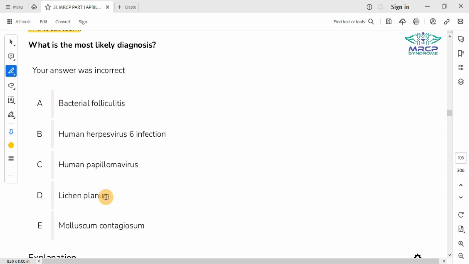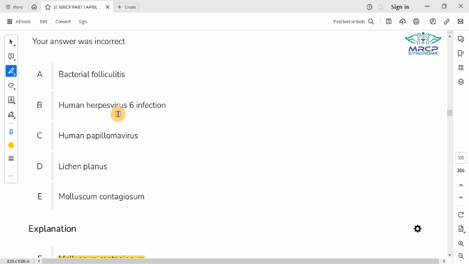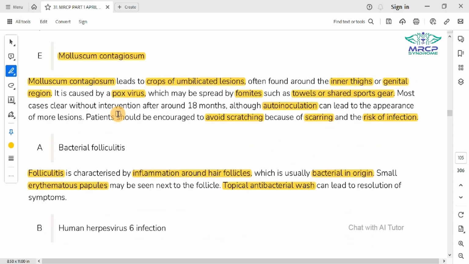Lichen planus will come with the features of the 5 Ps: planar, purple, papular, polygonal, pruritic, this type of presentation, and there should be the cardinal Wickham striae, a white lace pattern on the buccal mucosa. How to treat a case of lichen planus? Topical potent steroid.